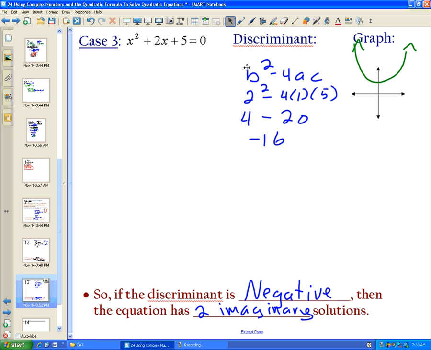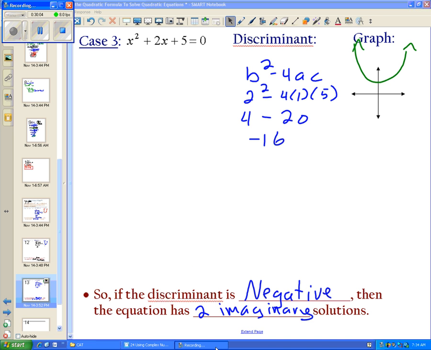That is everything that we've done. This is a long set of notes. It took me 30 minutes. I'll make sure that you have enough time to listen to this. That's the discriminant and solving using the quadratic formula.